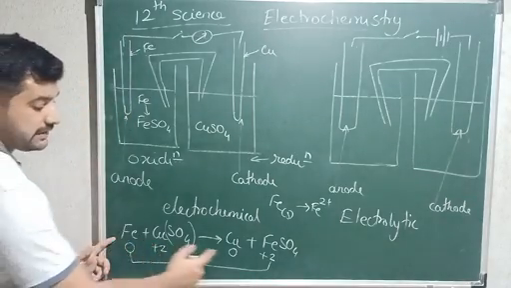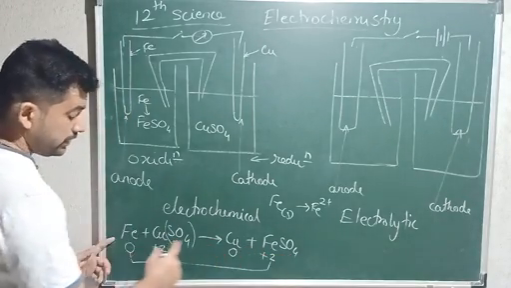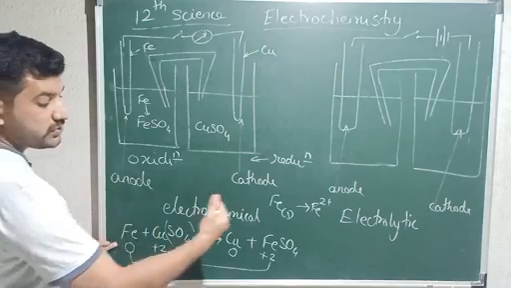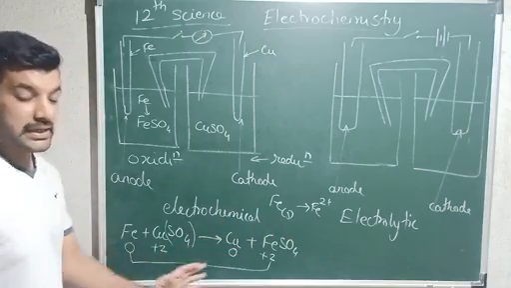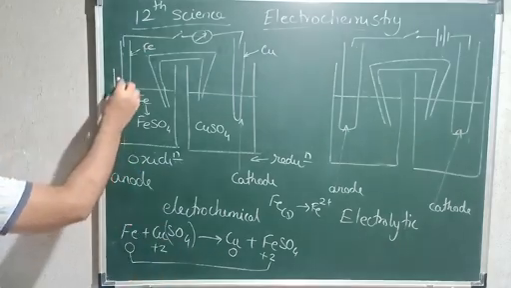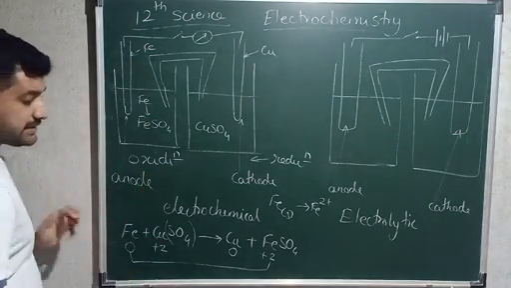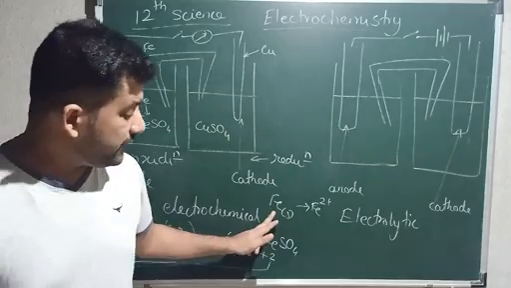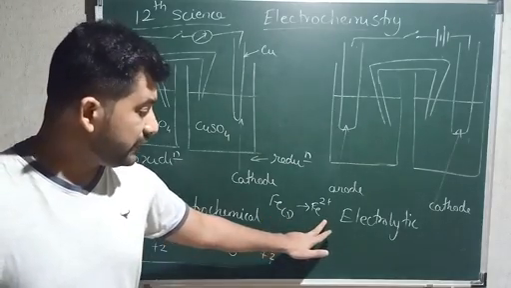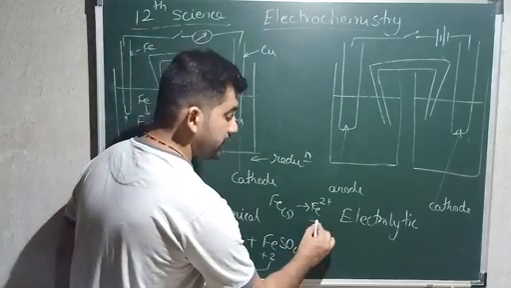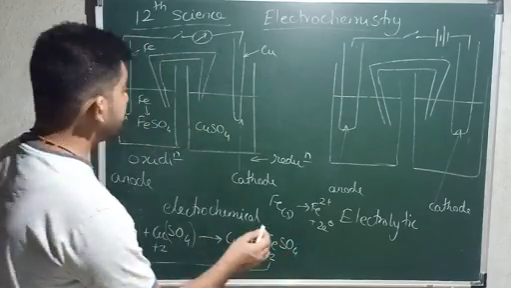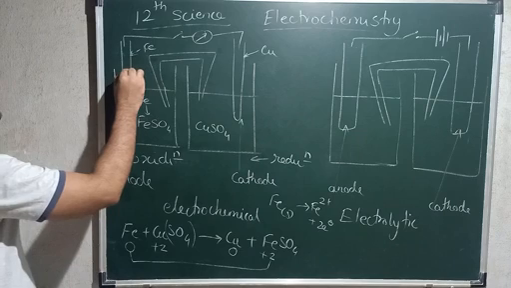As you can see, Fe is getting converted to FeSO4. That means Fe is losing electrons and getting converted to FeSO4, meaning Fe is getting oxidized. Now when Fe solid is getting converted to Fe2+, it is losing 2 electrons. These 2 electrons are placed at anode.